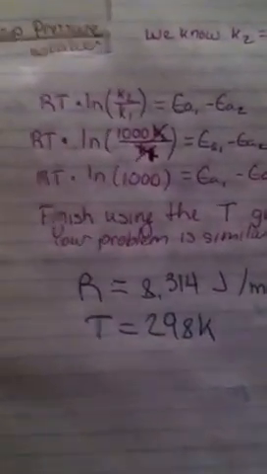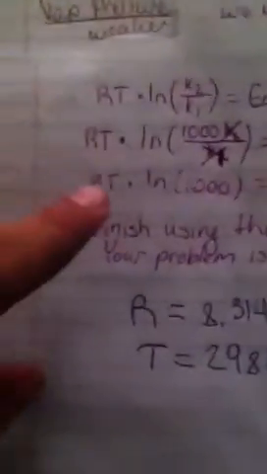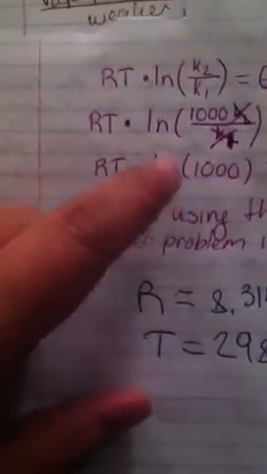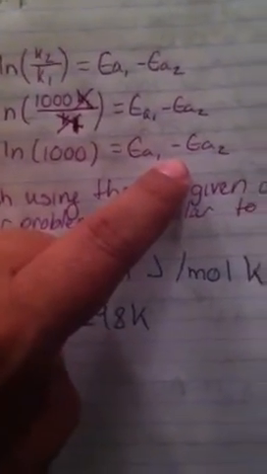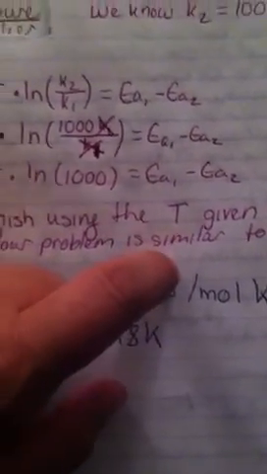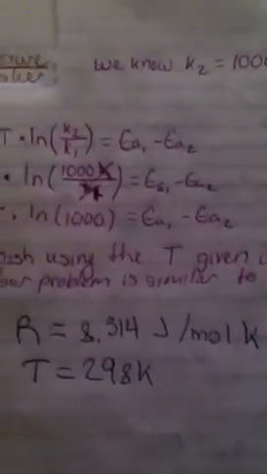Okay, so all you have to do is plug the R and the T in here and multiply it by the natural log of this, and you'll get this difference, and that should help you be able to solve that. I'm not going to finish it because you guys do need to be able to do this on your own, but I hope that helped.